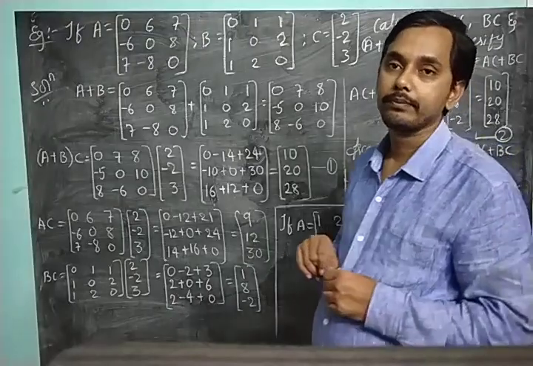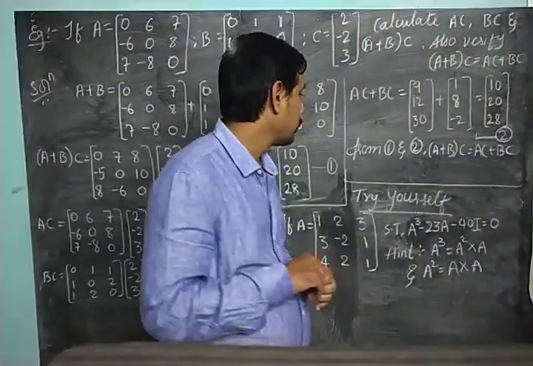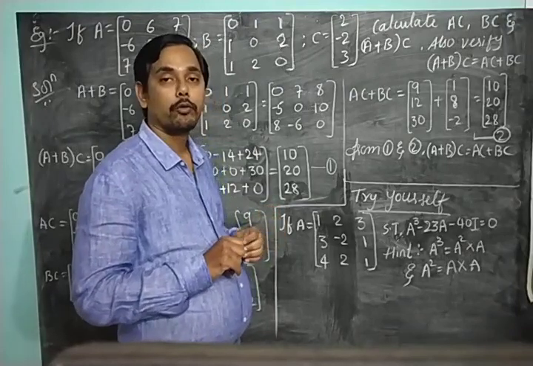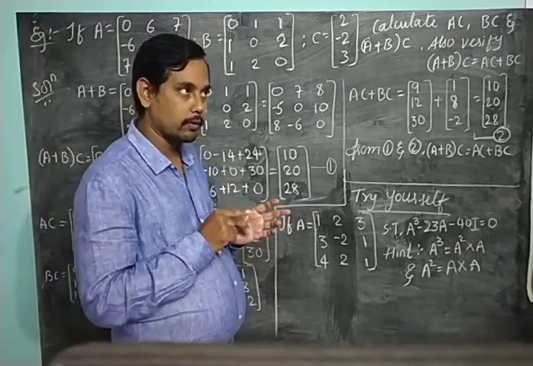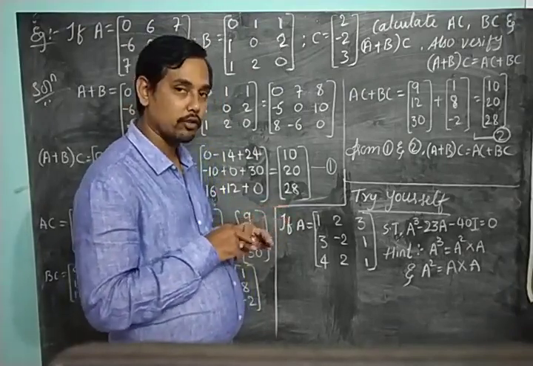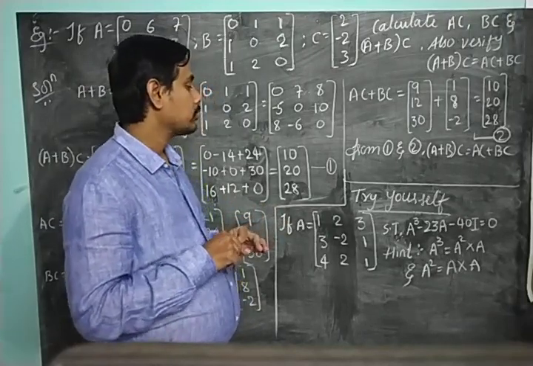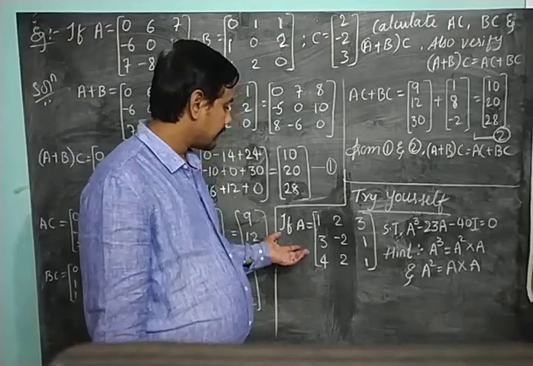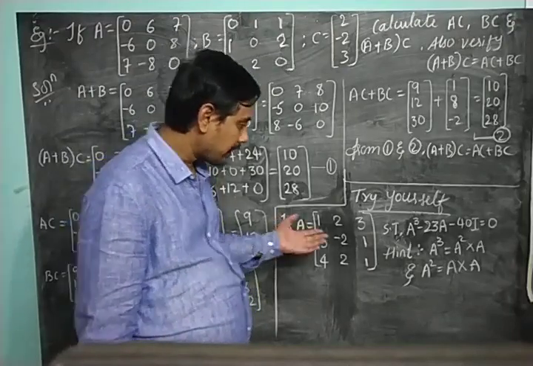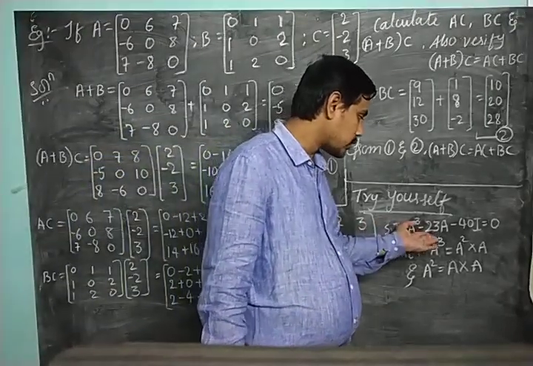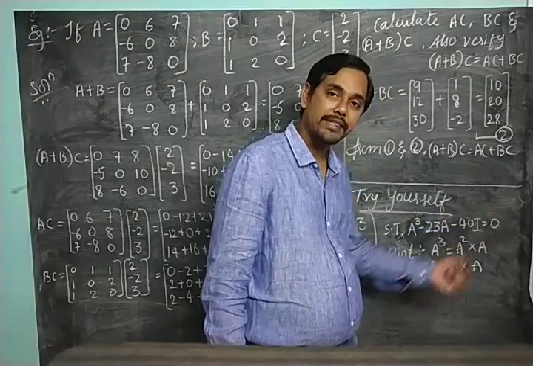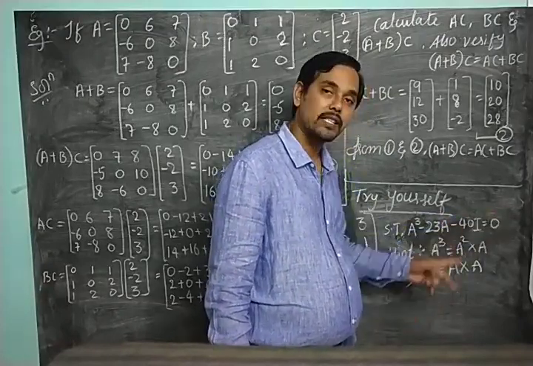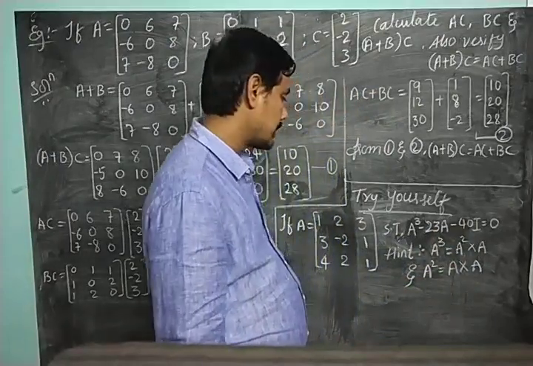Is that clear? Okay. So these were the two examples we have solved. One is on the associative property and the other one is on the distributive property. So this thing you take as homework or try by yourself. Matrix A is given. What we need to show is A cube minus 23A minus 40I is equal to 0.